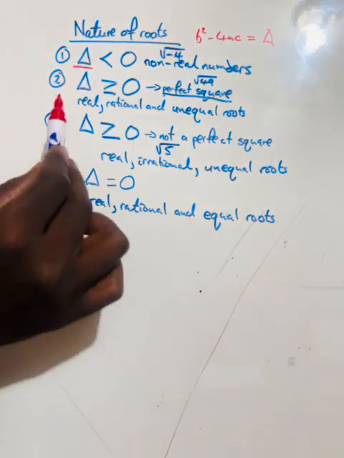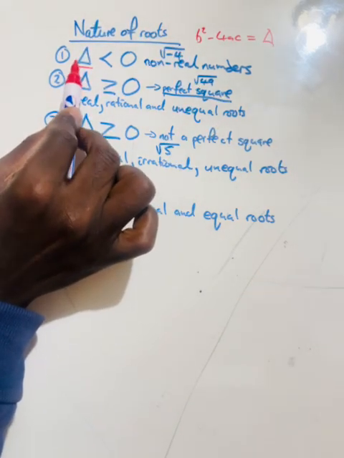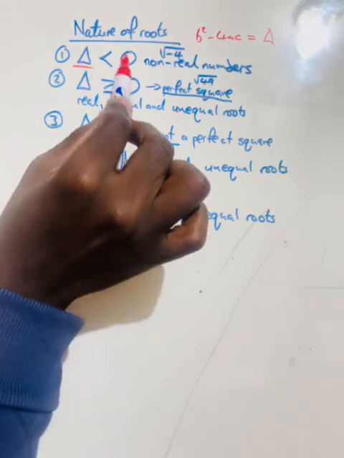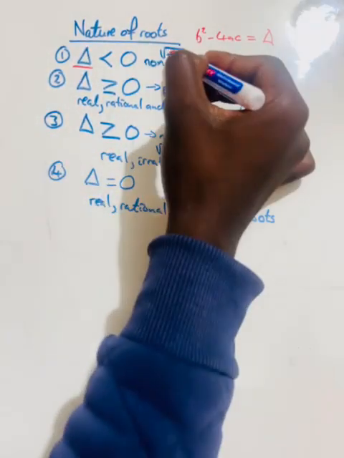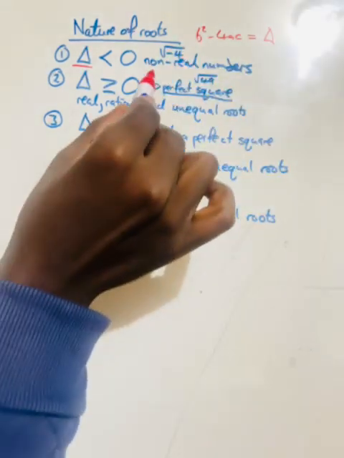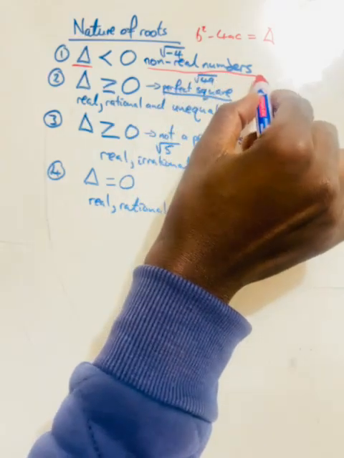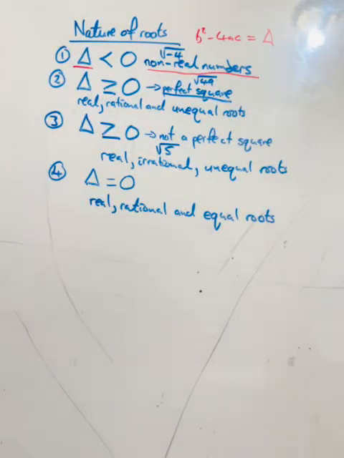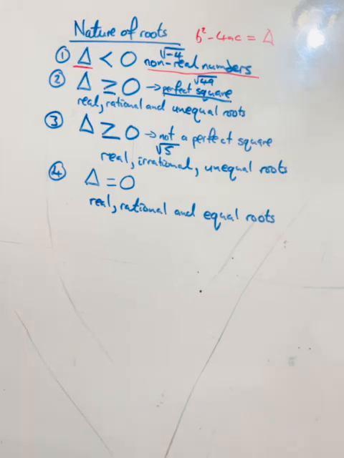So now we're told that our delta or discriminant is less than 0, meaning to say that the number you're going to get under the hood of a square root will be a negative number. It means those numbers are what we call non-real numbers. Non-real numbers simply implies that that number cannot be found on the number system or on the number line, right?